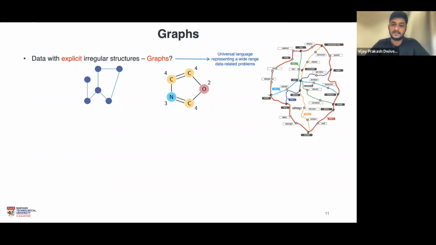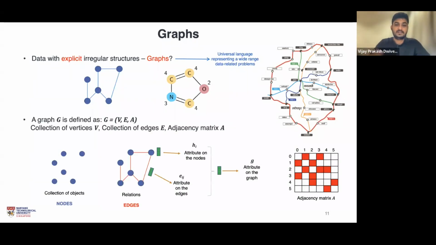So for example, if you consider molecules, if you consider transportation maps, these come with certain underlying structure. A particular nitrogen atom in this graph is connected to C and C, and this is a structure that we would like to use in the model. So formally, what is a graph? It's a tuple that represents the collection of vertices, the collection of edges, and if we try to represent this, it becomes an adjacency matrix.